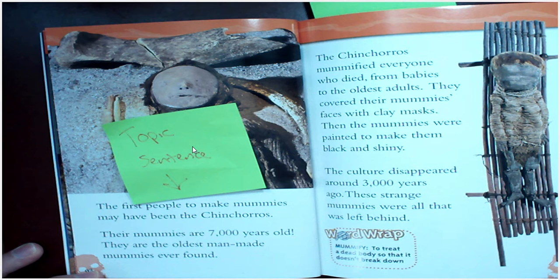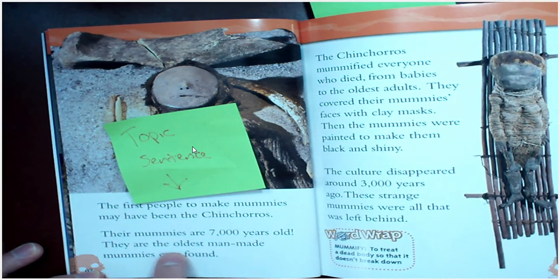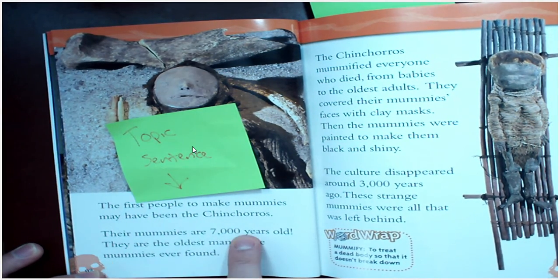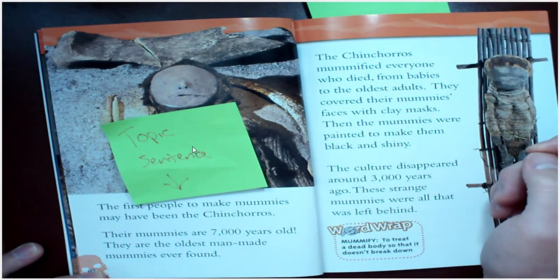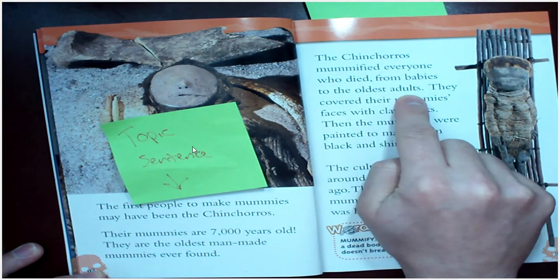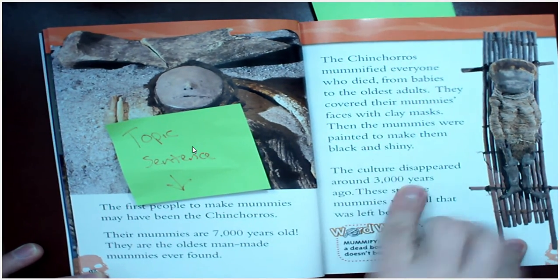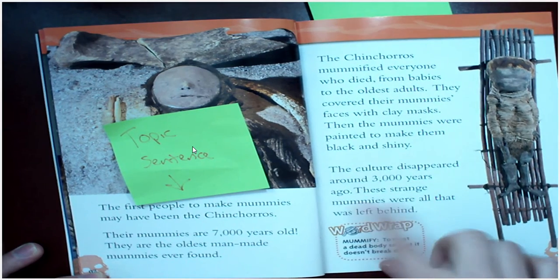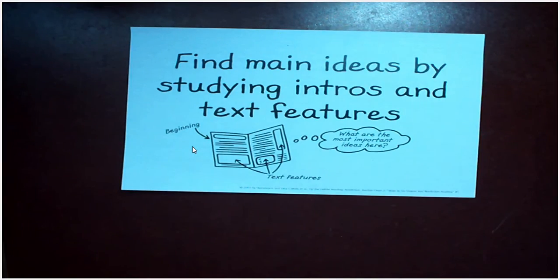That would be a good main idea sentence. You could say the main idea is that the very first people to make mummies were the Chinchorros. And then your details would be, if we're zooming in on them, they're 7,000 years old. They're the oldest man-made mummies found. They mummified everyone, and their culture disappeared around 3,000 years ago, and these strange mummies were all that was left behind. So that would be me zooming in on the details and supporting my main idea.